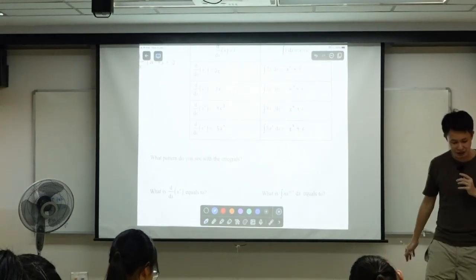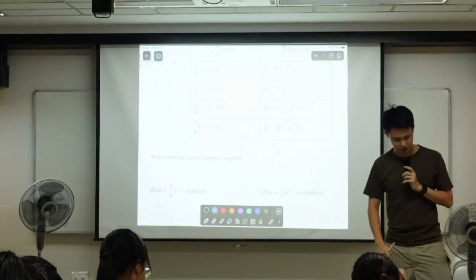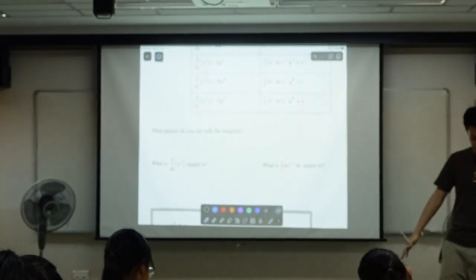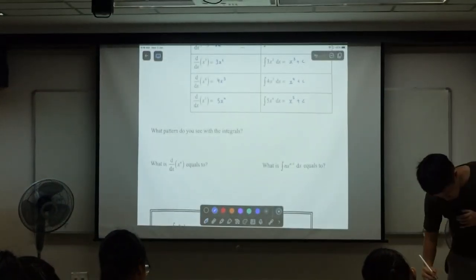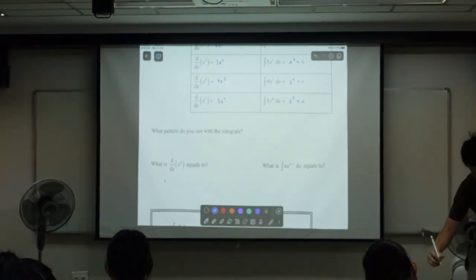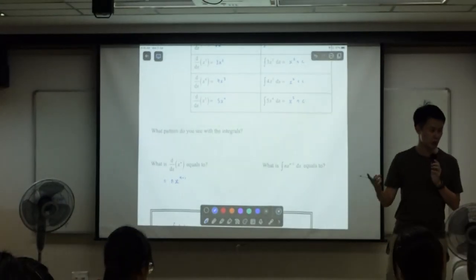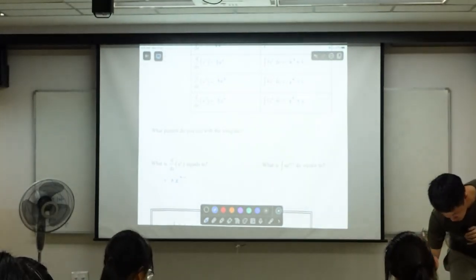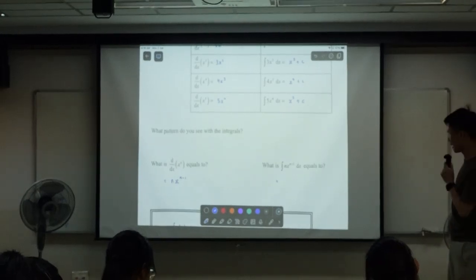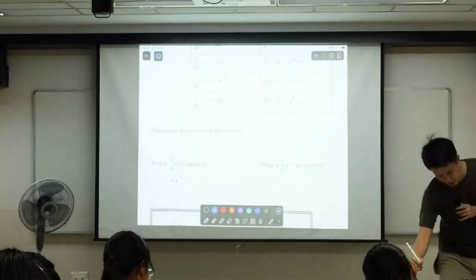Do you all see any pattern between integration and differentiation? If you see anything, do write it down. Of course, we do know that the general formula for the differentiation of any power function or term is simply n times x to the power n minus 1. This is the differentiation. So what is the integration then? If you integrate this result, you should expect to get x to the power n plus c.